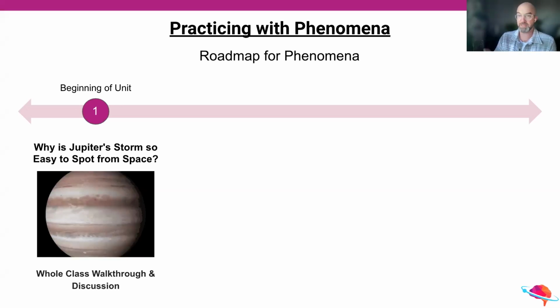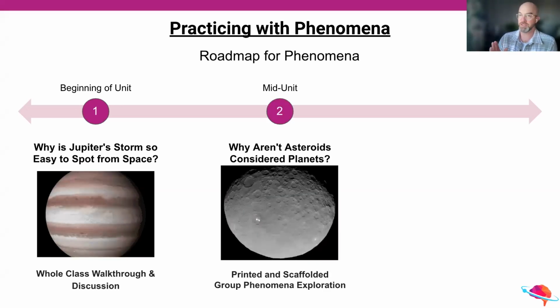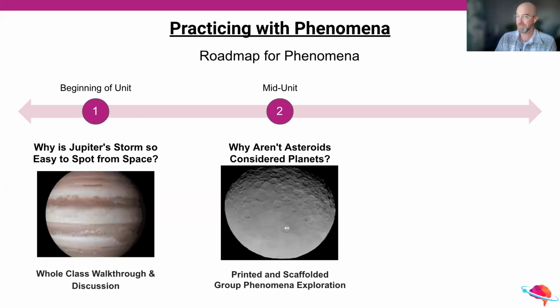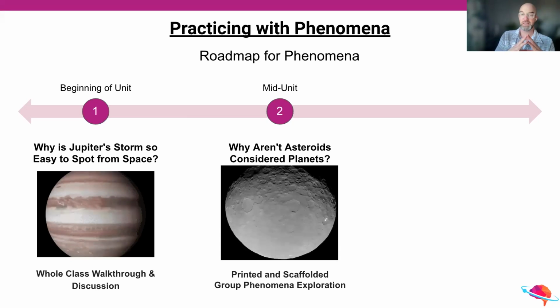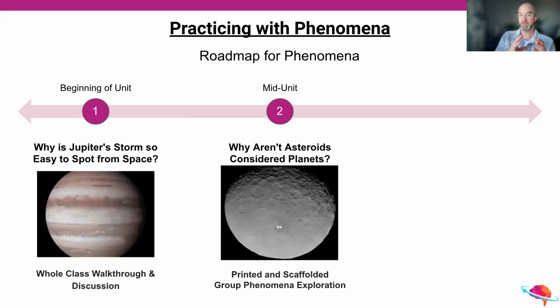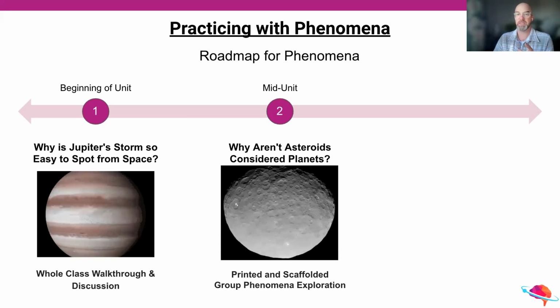Let's say we've moved past this initial part of the unit and we want to get to the middle of the unit. So we want to ask questions about why aren't asteroids considered planets? And so in this way, we can have the class break up into groups and answer questions collaboratively around some printed and scaffolded phenomena exploration.